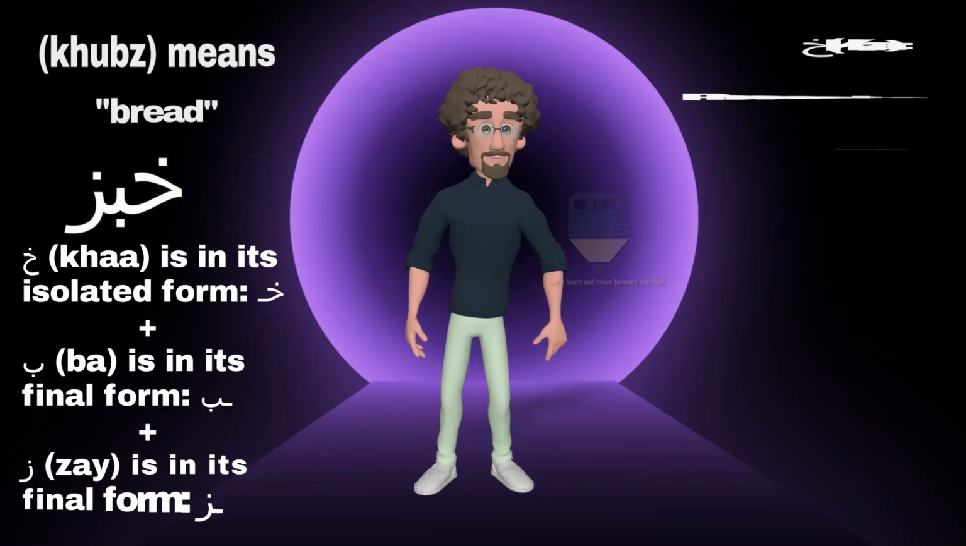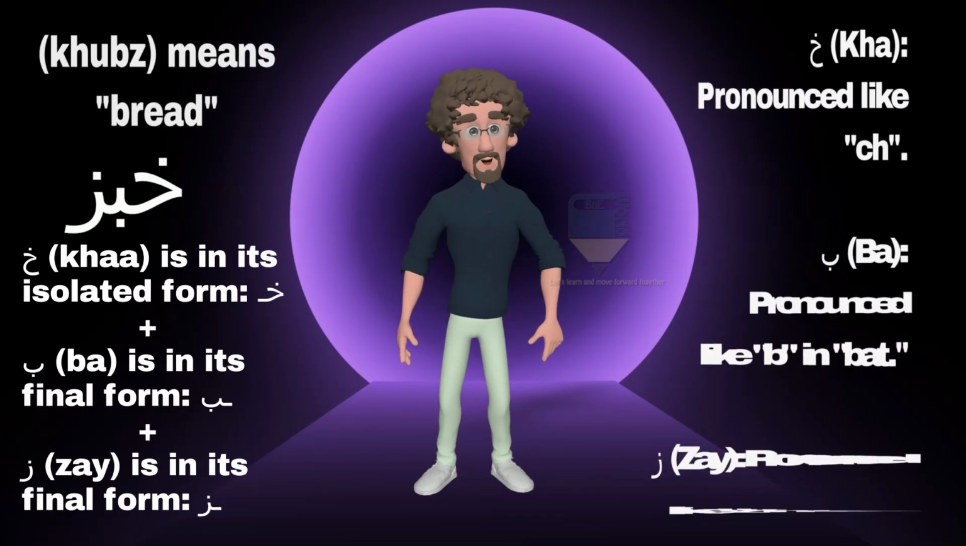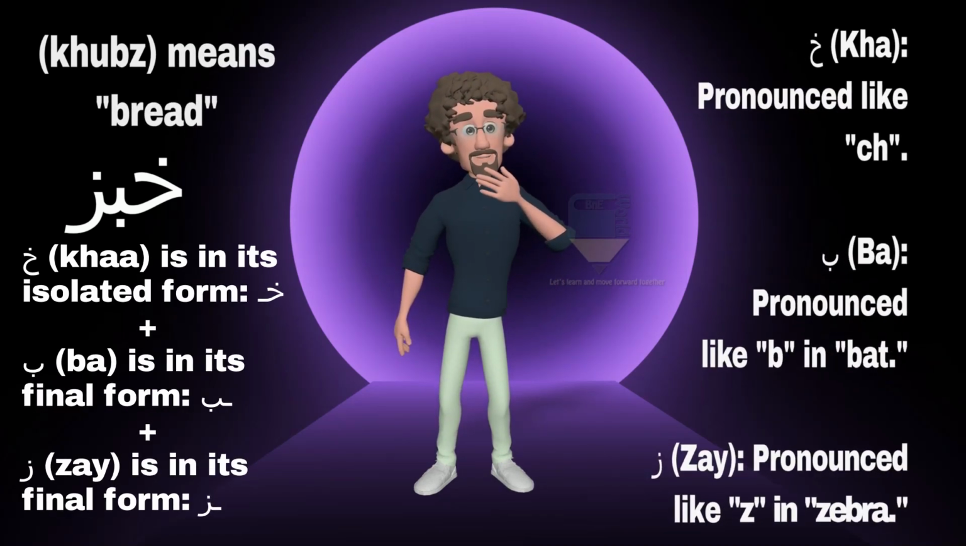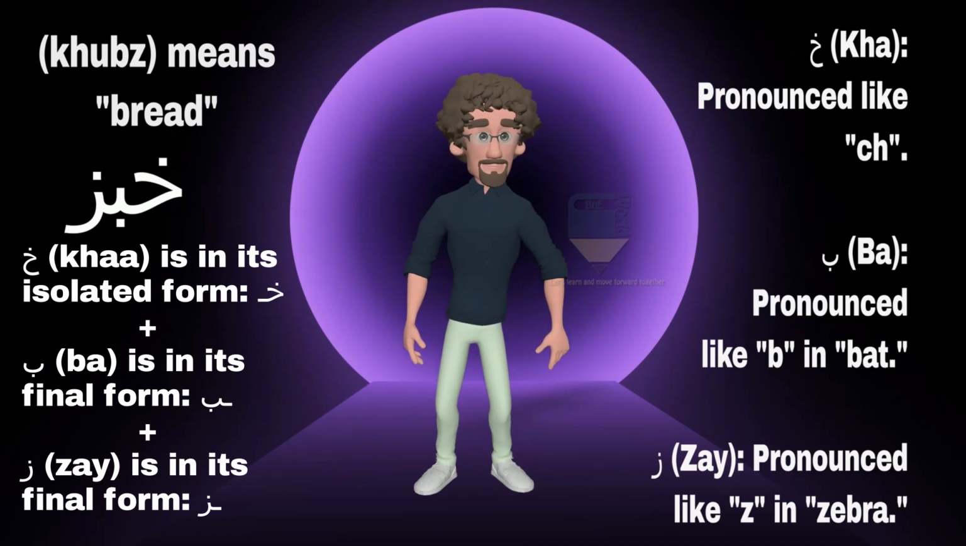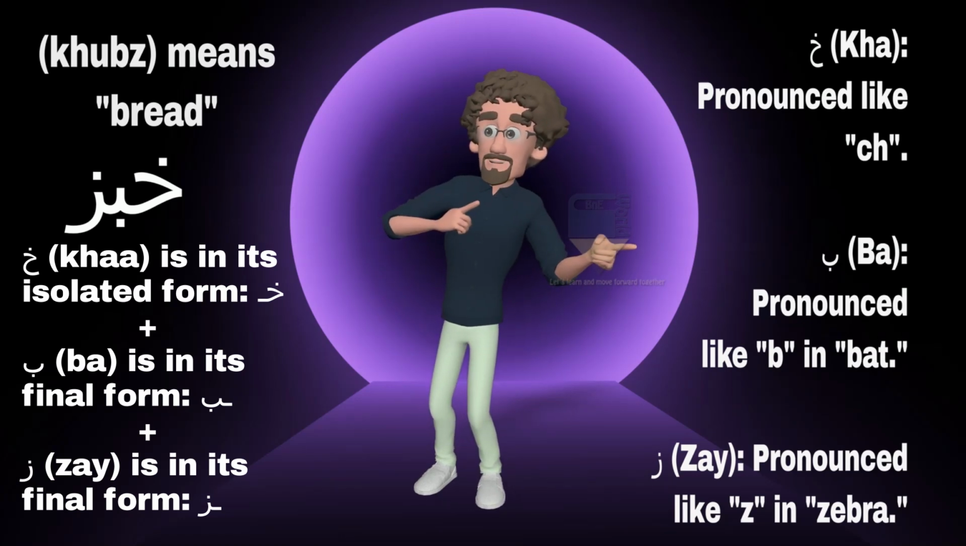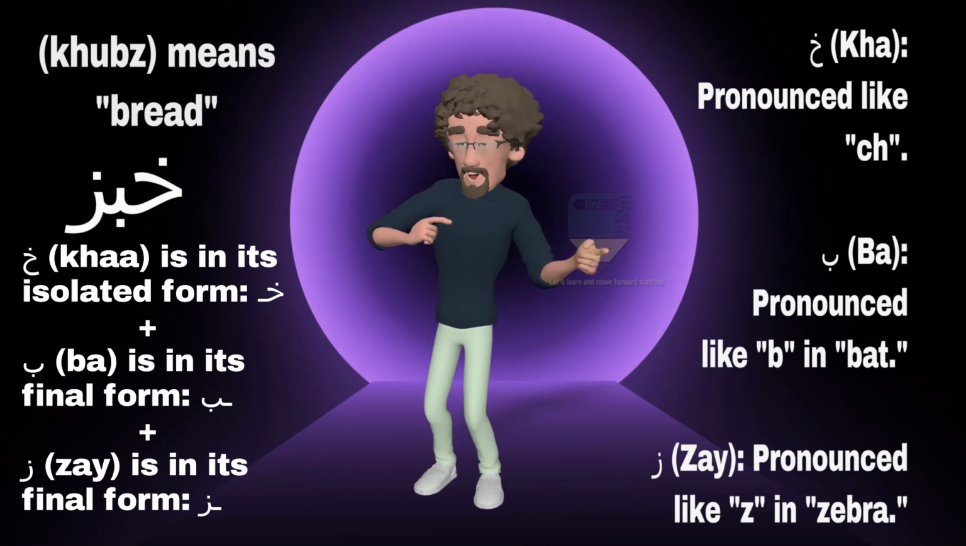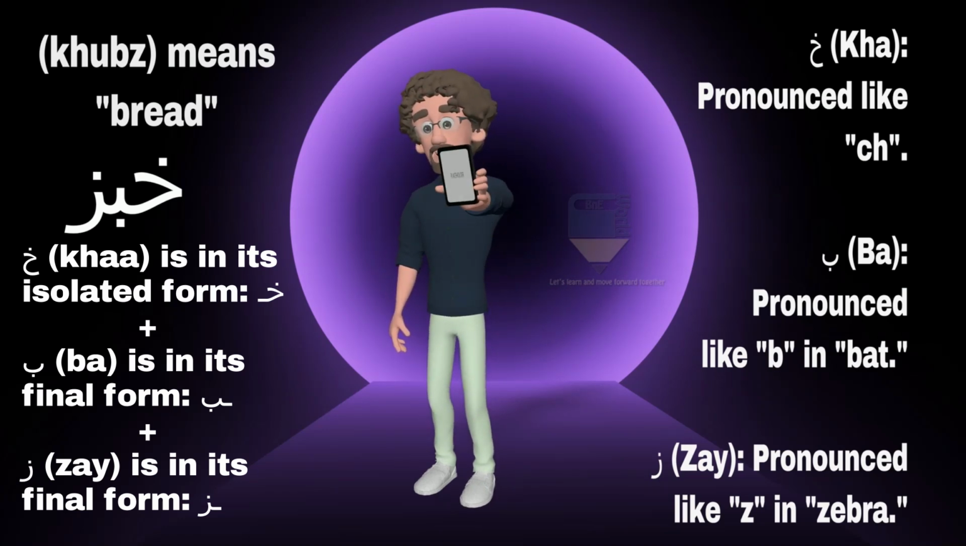If we split the word khubz, the first letter is Khaa, pronounced like CH. Ba, pronounced like B in bat. And Zay, pronounced like Z in zebra.